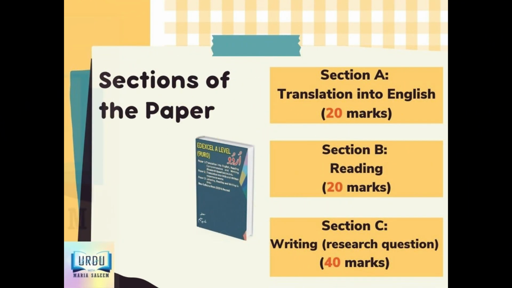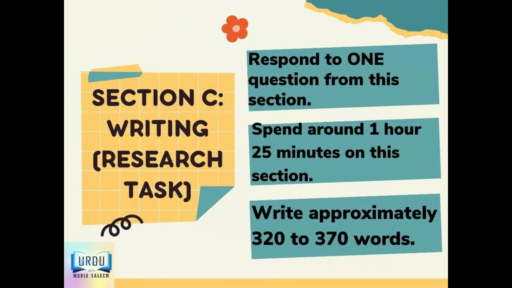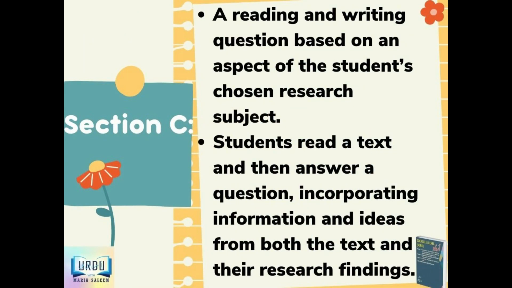Section C, writing, is a research-based task, 40 marks. You have to respond to one question from this section. It is recommended that you spend around 1 hour 25 minutes on this section. Write approximately 320 to 370 words in your answer. Before answering the section C question, please choose question number 6, 7, 8 or 9. Indicate which question you are answering by marking a cross in the box on page number 16 of your paper. If you change your mind, put a line through the box and then indicate your new question with a cross.